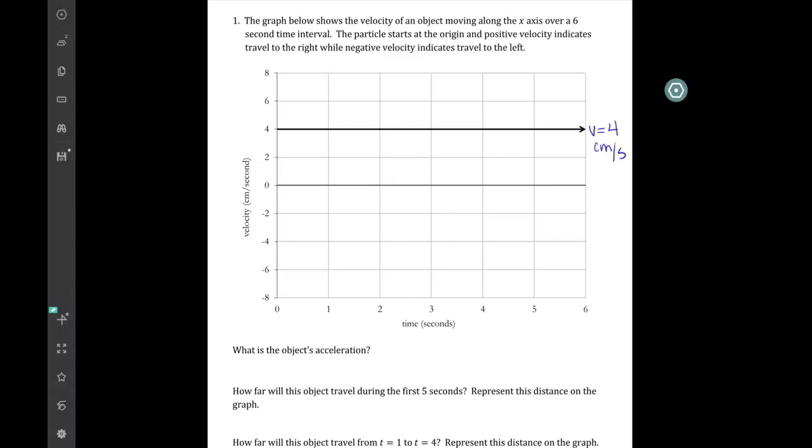First, it looks like I have a little bit more in the way of Calc 1 questions for you to remind you of some things. What is the object's acceleration? Just like in the first example, position was the function we were starting with. To get velocity, we looked at slope because velocity is the derivative of position. Now we're looking at velocity. We want to get acceleration. Acceleration is the derivative of velocity. So again, we're looking at slope. So the acceleration, the slope of this thing, is 0. And that should be in centimeters per second squared.